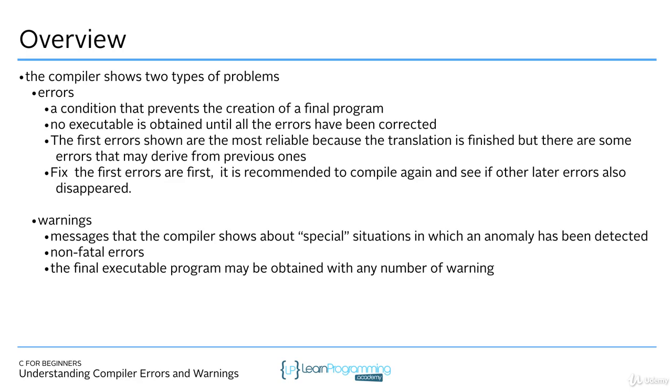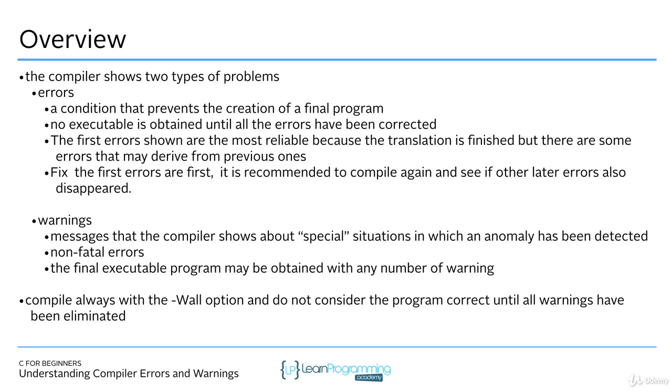They're non-fatal errors, so the executable will be created, but it's still something that you should fix. A warning is there for a reason. You're either doing something incorrectly or it could cause a problem in the future. So you want to always fix all of your warnings. And by compiling with the -Wall option, you do not consider the program correct until all warnings have been eliminated. So the compilation will not fail.